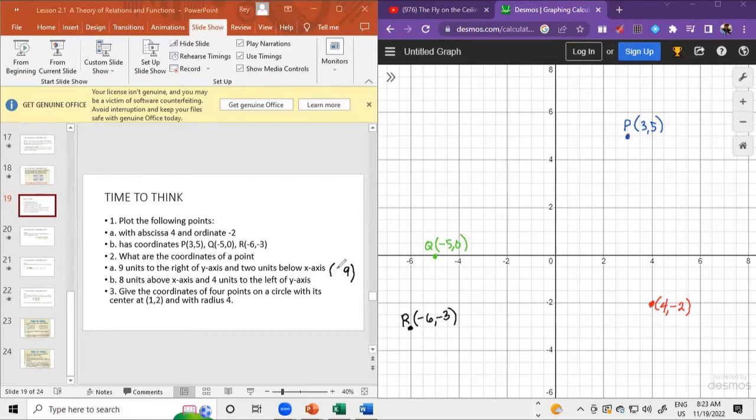So, mauuna yung 9. Then, followed by comma, 2 units below x-axis. Sa baba naman yan, negative 2. Okay? So, 9 units to the right of y. Hindi natin makita yung 9 sa baba natin.